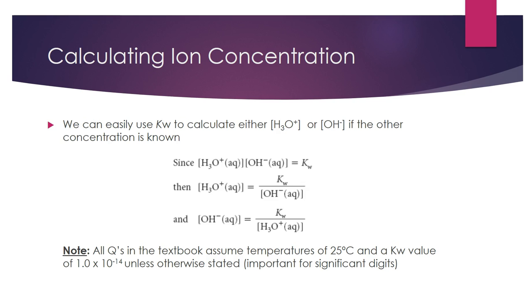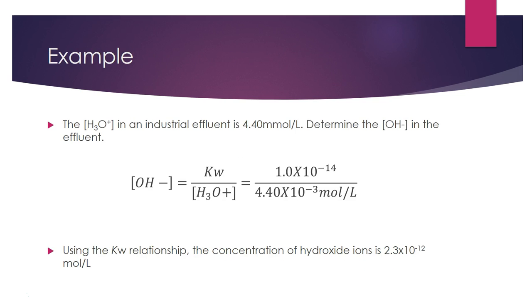We can use the water ionization constant to calculate the hydronium and hydroxide ion concentration if the other is known by rearranging the expression. In this example, the hydronium ion concentration of an industrial effluent is known. The expression can be used to calculate the concentration of hydroxide ions.